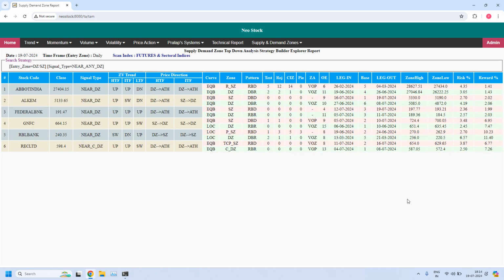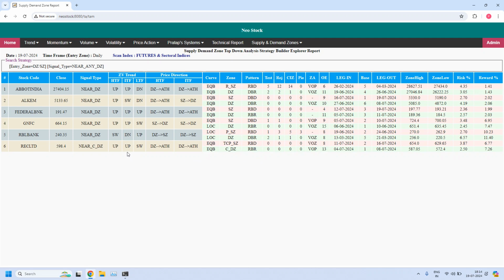6 stocks are filtered near the daily demand zone. Let us identify any high liquidity demand zones from this list. So we have only one high liquidity demand zone, REC Limited. It is a fresh zone. So you need to fine tune the zone, and the odd enhancer score is also 13.